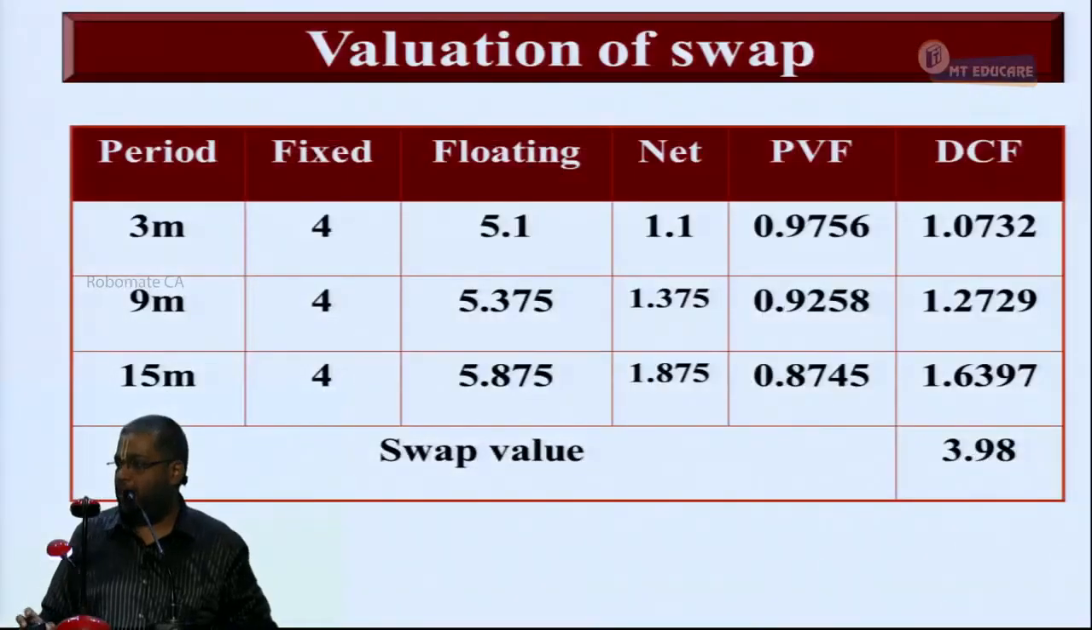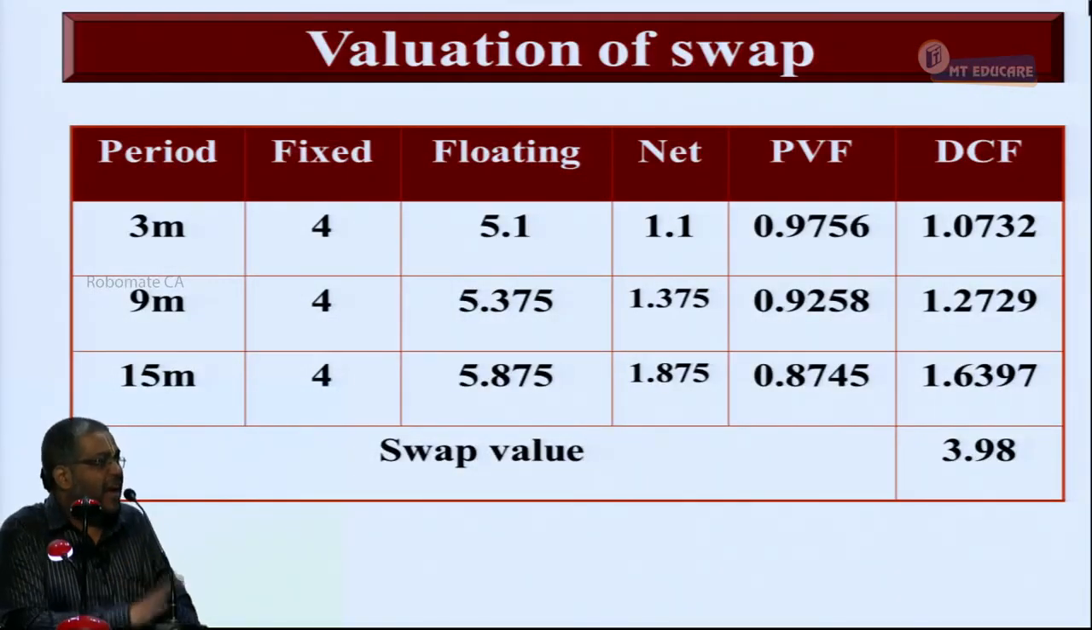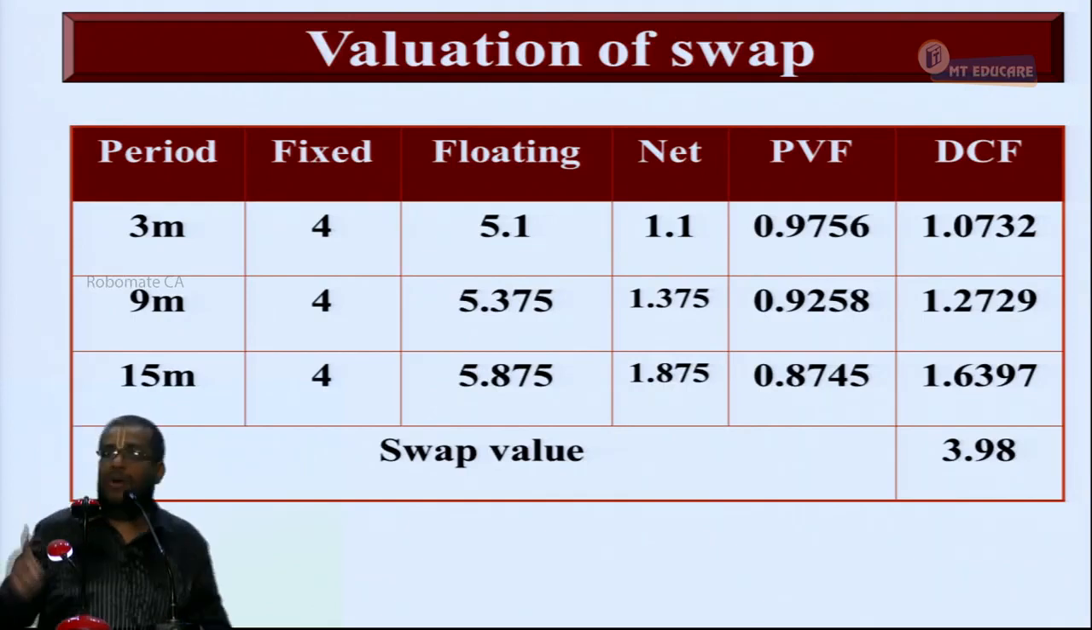1.375, 1.875. Have we already written these numbers or not? No. So if we are discounting, what? Present value factors, and the swap value is 3.98. With this, swap valuation has been completed. I want an answer, everybody, yes or no? Have I given space? Please copy in the space the valuation under the FRA method. Please write the numbers quickly.